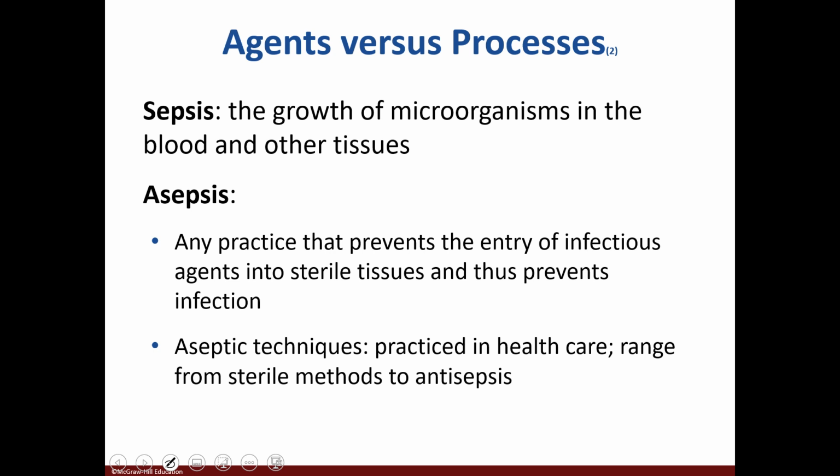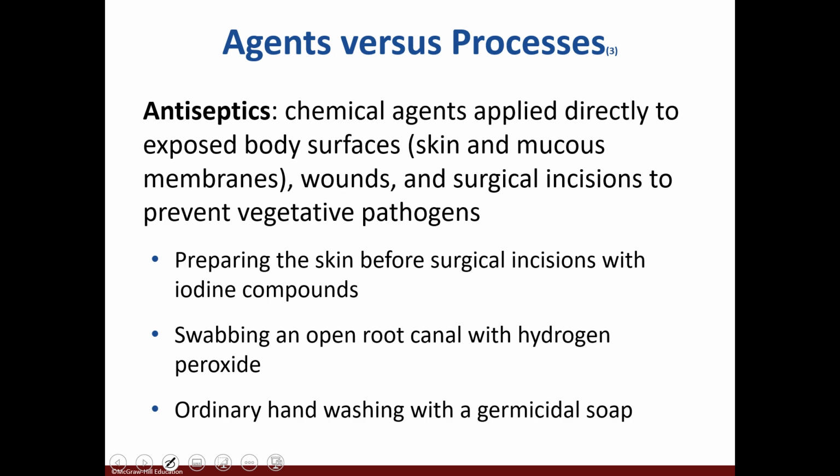The goal of these control methods is to prevent growth of microbes in blood and tissue, which is sepsis. Aseptic techniques are practices that prevent microbes from invading sterile tissues and causing disease. Antiseptics may be used directly on living tissue and prevent vegetative pathogens from invading. Iodine can be used prior to surgeries, hydrogen peroxide in dental procedures, as well as basic hand washing with soap.